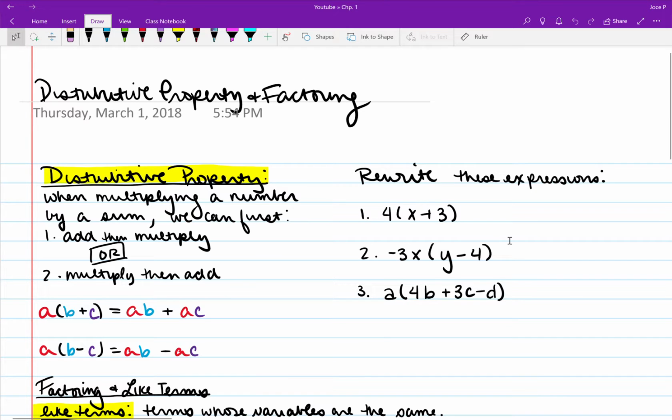Everybody, like I said in the last video, this video is going to be about the distributive property. So what is the distributive property? Let's dive in. The distributive property states that when multiplying a number by a sum, we can first 1. Add, then multiply, or 2. Multiply, then add. What does that mean?